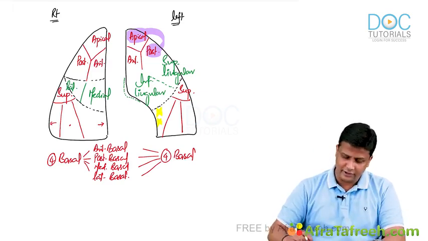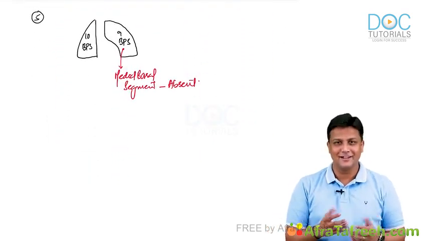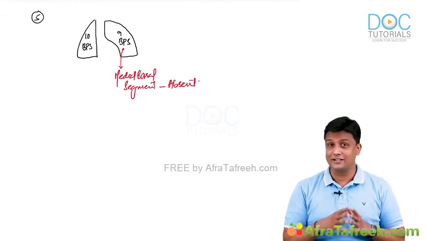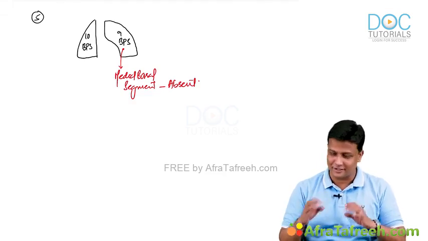So, sir, it's like I'm confusing you. I told you the left lung will have 9 segments as well as 8 segments, and in the very beginning I even told you there will be 10 segments also. Now, what is the best answer? If this question comes in the exam, what is the best answer?